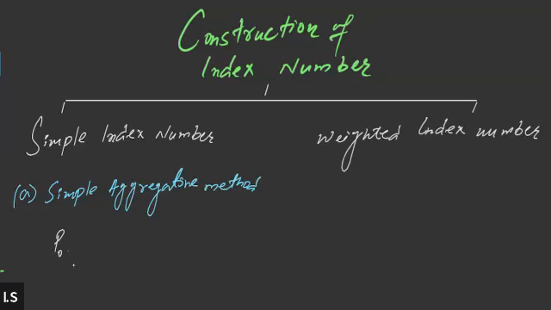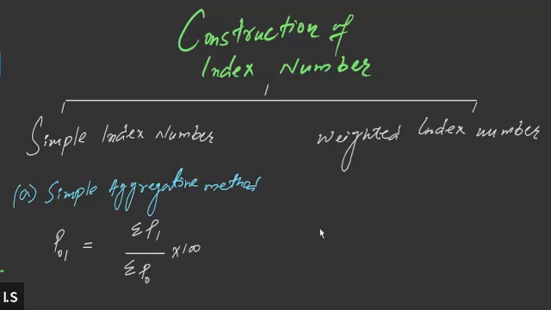By the simple aggregative method, we can construct the index number, and in order to construct it, we apply this formula. The formula is pretty simple. We have to add the P1 and divide it by P0 and multiply it by 100. We get the index number. So it is the easiest method of calculating index number. P1 divided by P0 into 100.